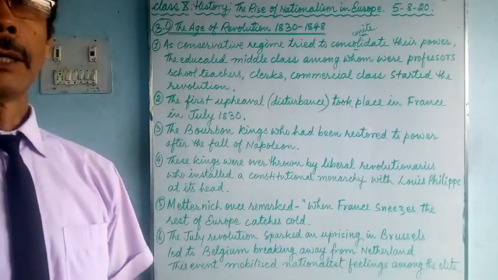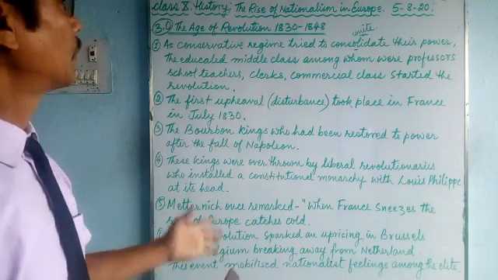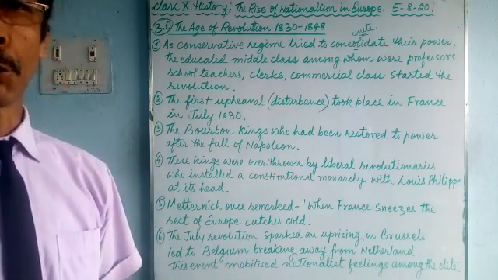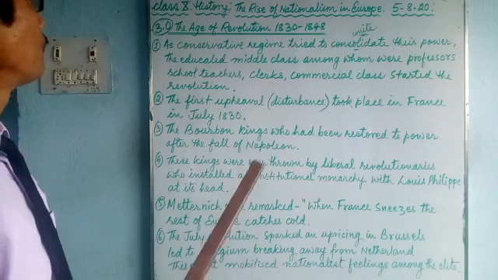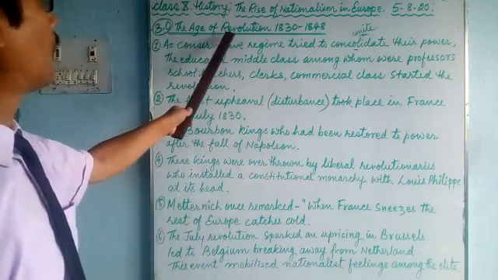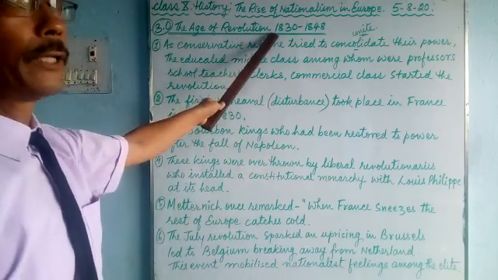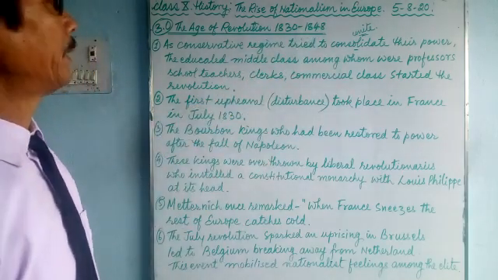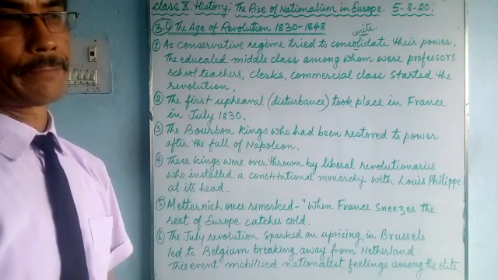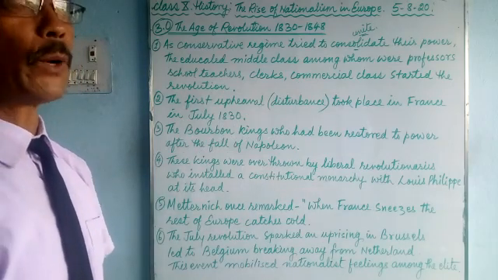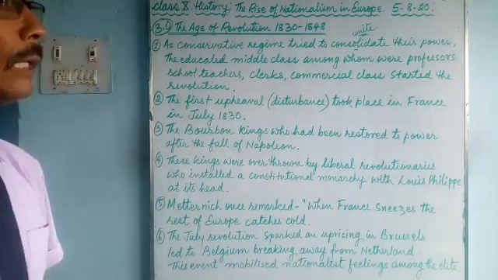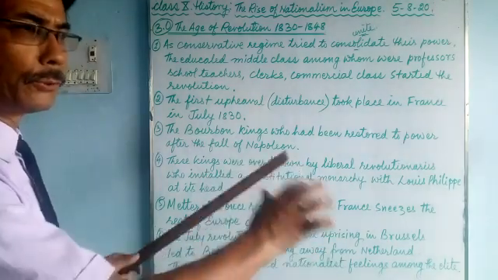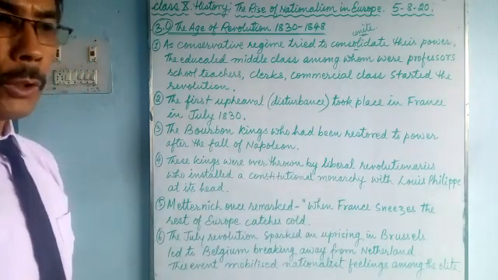Let us continue our lesson in history, the rise of nationalism in Europe. We are doing 3.0, the age of revolution, 1830 to 1848. That is 18 years. Within these 18 years, what happened? Before going through this, let us go a little bit back.